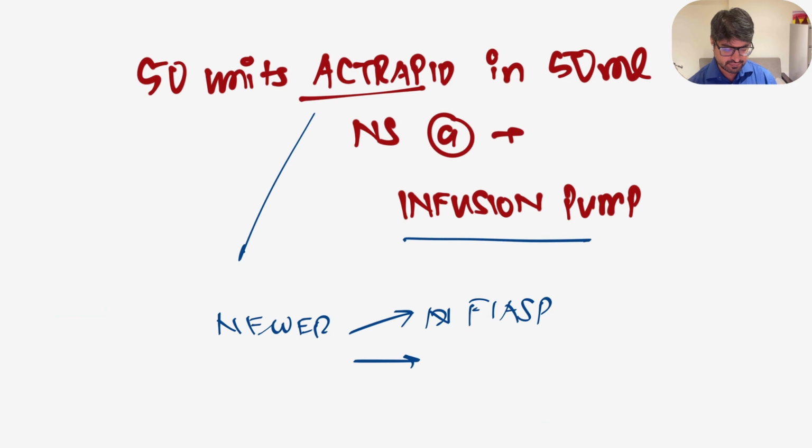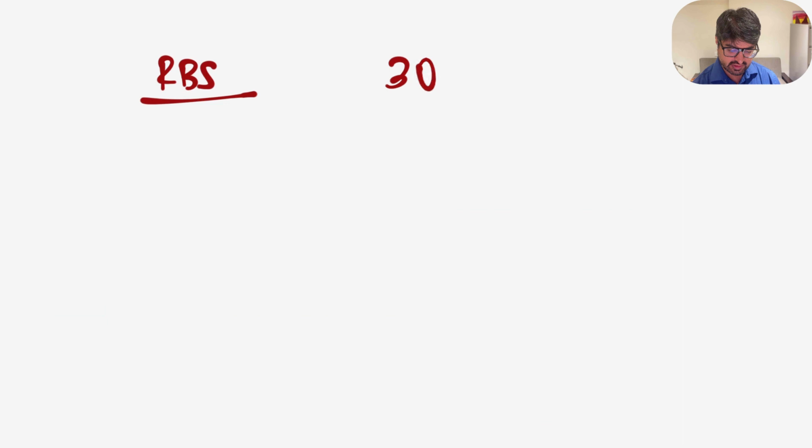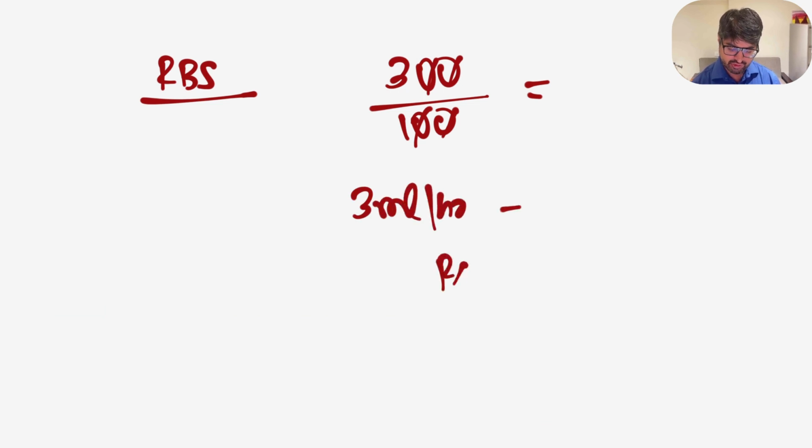Okay. Now what you do next, right? You take the patient's blood sugar. Let's say a patient gets admitted, random blood sugar is 300, for example, right? So you divide this by 100, and you'll get 3 ml per hour. This is the rate of infusion which you should start. Okay. So this is what I do in my practice also.